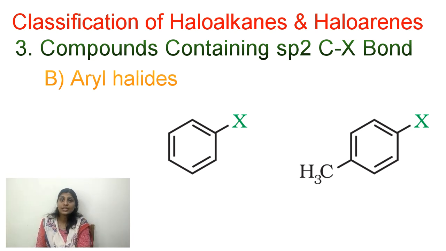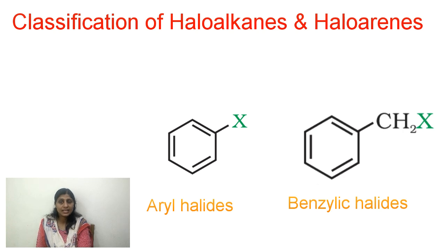Now we can compare benzylic halides and aryl halides. In aryl halides, the halogen atom is directly bonded to the aromatic ring or benzene ring. In benzylic halides, the alpha carbon atom is attached to the aromatic ring.